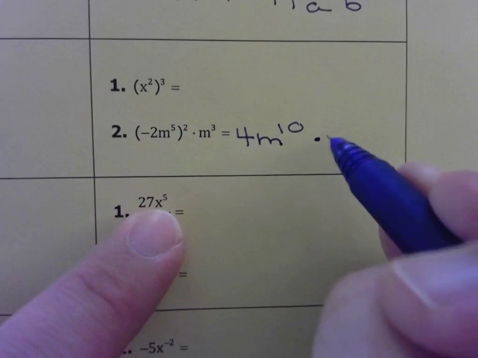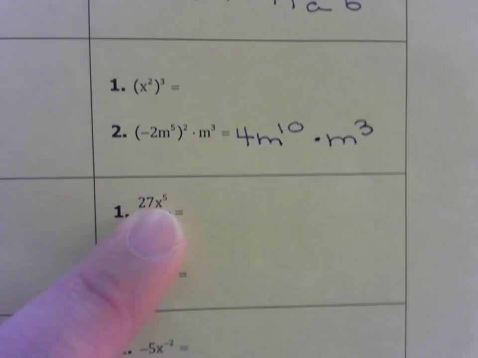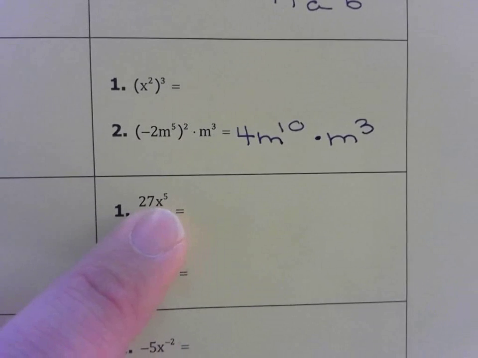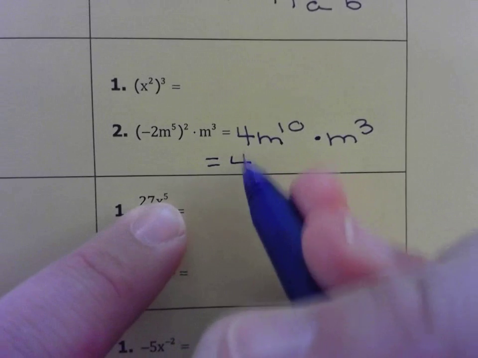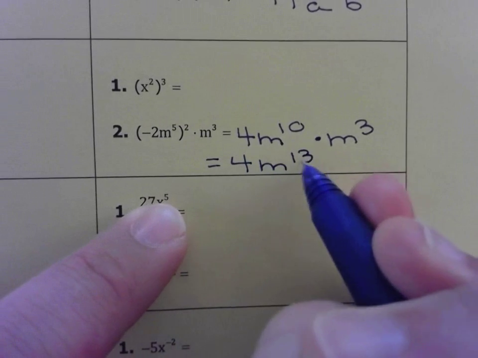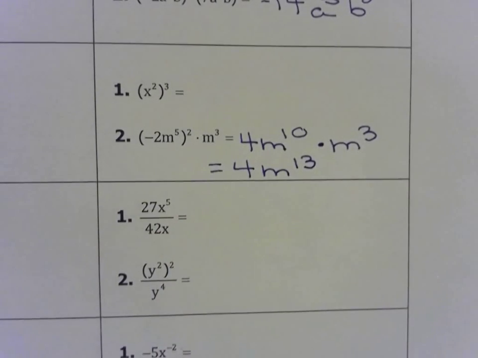Well, we haven't got to it, times m to the third. Now I'm multiplying 2 together. So since I'm multiplying 2 together, what do I do with my exponents? Add them. So m to the 13th. So you have to recognize when I'm raising it to another power, I multiply. When I'm multiplying, I add the exponents.